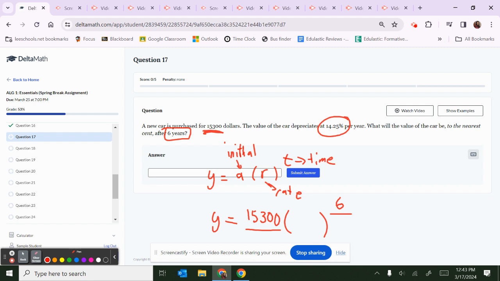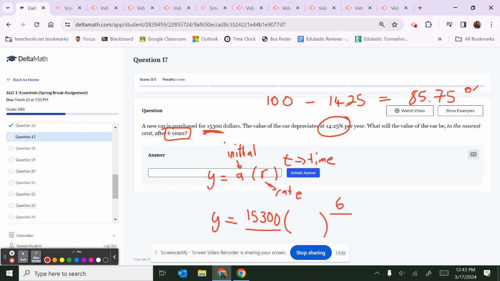So it says that it depreciates. Depreciate sounds like decrease, which means that you're going to subtract. So I'm going to subtract 14.25. However, what am I subtracting it from? I'm subtracting it from 100%. So again, you always start off filled with energy, so you started at 100%. 100 minus 14.25 will give you 85.75, I believe. Yep, so 85.75.